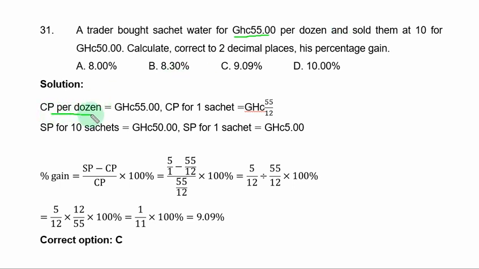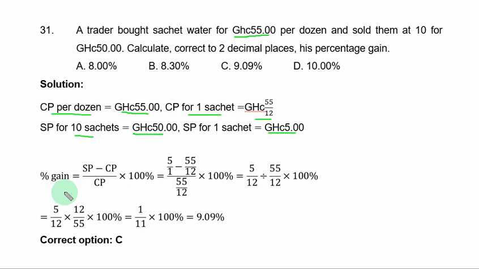So you have to get for one sachet. CP per dozen is 55 Ghana cedi. So let's get CP for one. For one sachet, you divide 55 by 12 in this form. SP for 10 sachets is 50 Ghana cedi. Then for one, divide 50 by 10, that is 5.